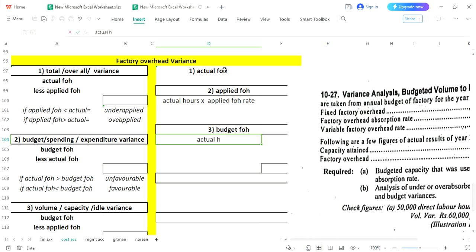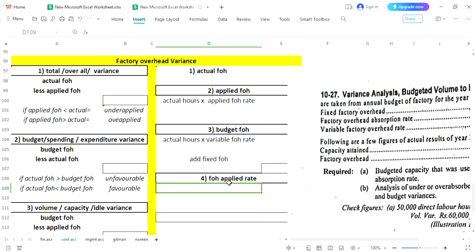Actual hours you will write and multiply by the variable FH rate, and you will add fixed FH to it, with which you will calculate the sum of these above two statements. First statement's answer would be written over here, second statement's answer over here, and the sum of these two statements would be equal to your budget FH. Alright. The fourth calculation you will make would be the FH applied rate. That is what I was discussing above. It would have two main rates, fixed FH rate within which you will add your variable FH rate.